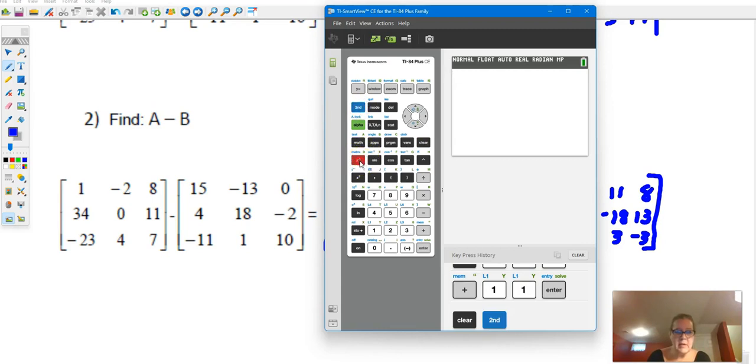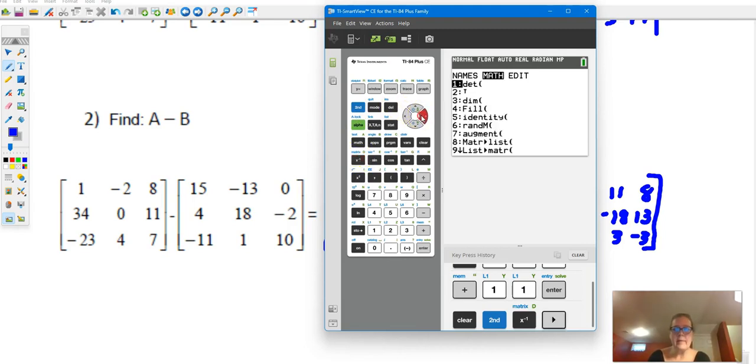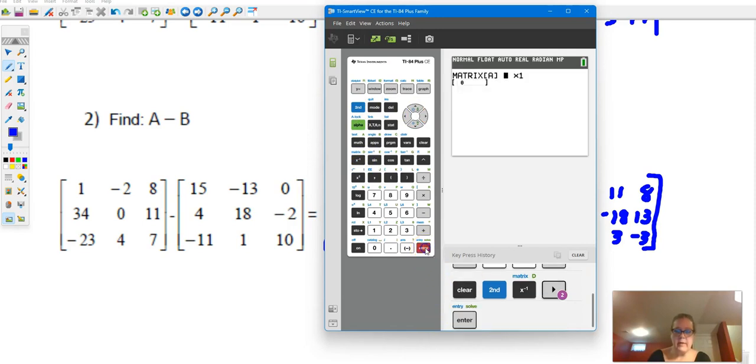Second x inverse is the matrix. Matrix, see this word here behind it? So you access it with the second blue button. We are going to go edit, and we're going to edit matrix A. Press enter under edit, and we are going to name the size of matrix A.